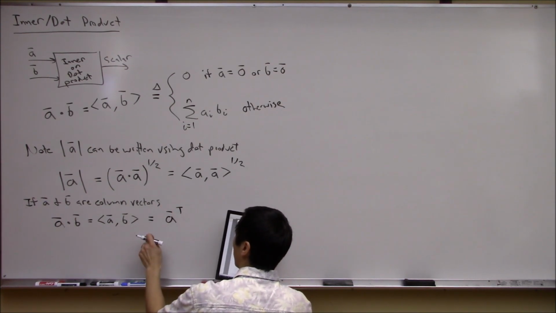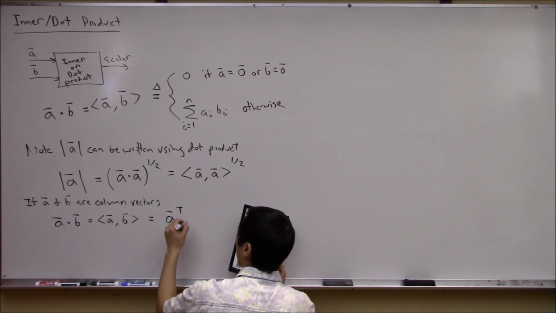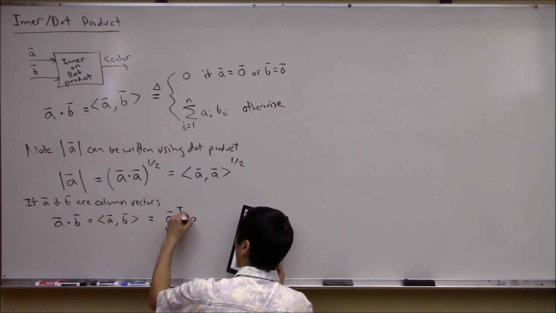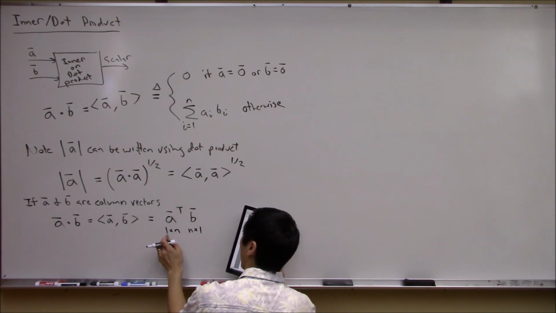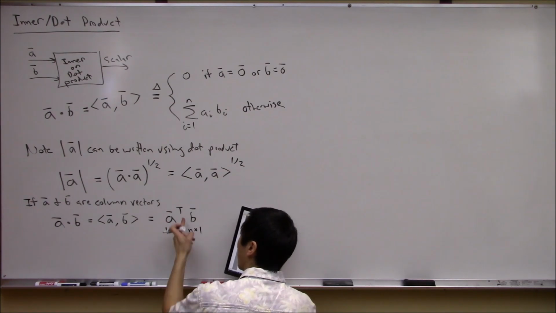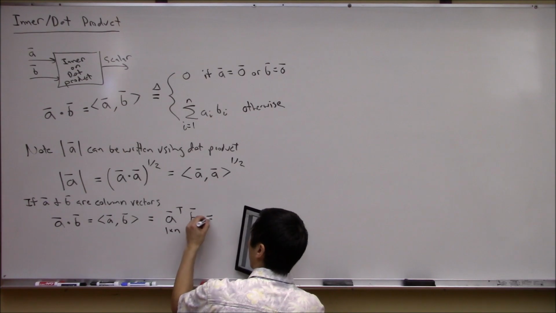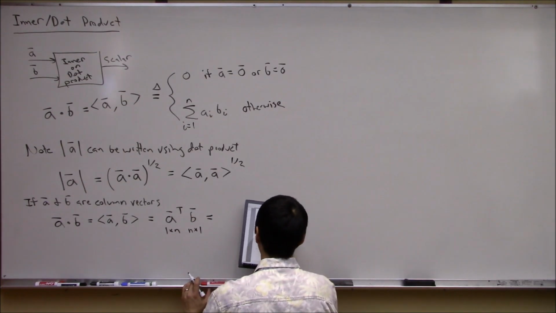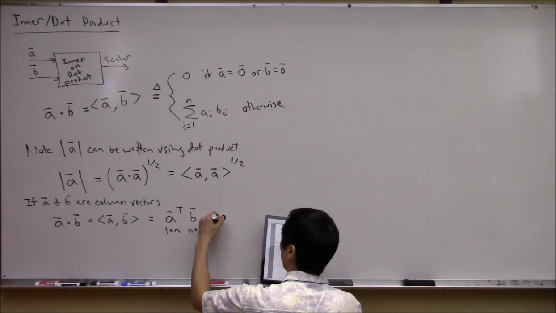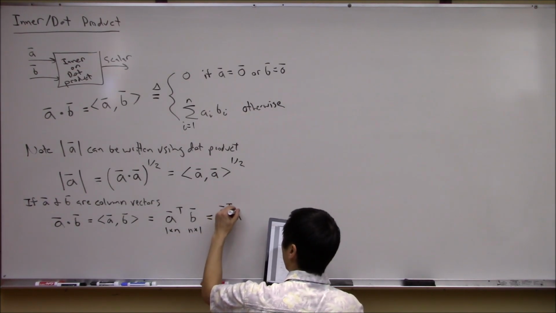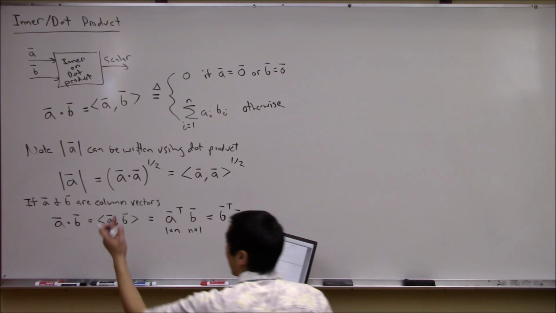So A transpose now becomes a row vector. It becomes like a 1 by n. And then you matrix multiply this thing with B, which is an n by 1. If you look at this, at the end of the day you end up with a 1 by 1, a scalar, and it does all of the additions correctly. And again, the order doesn't necessarily matter for this dot product. You could also do B transpose A. That's another way you could do this.